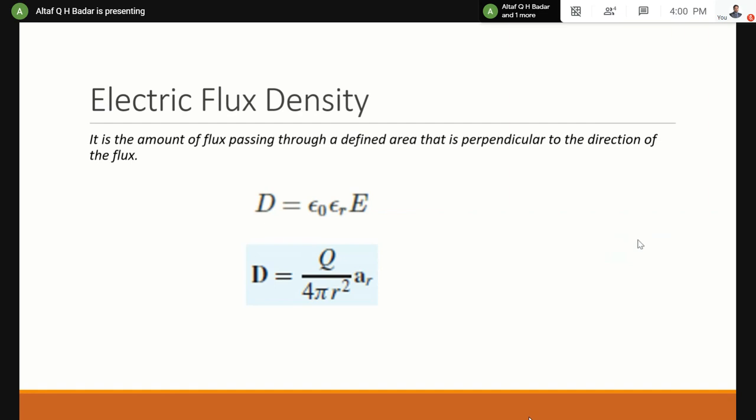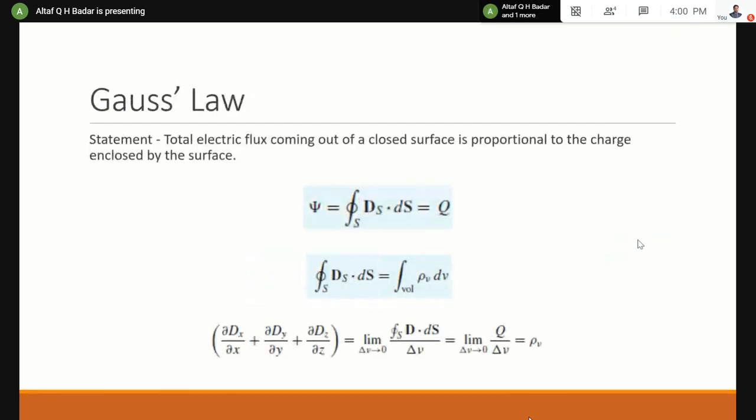Okay, so let's move ahead, and this then forms the basic fundamental for Gauss law. The next topic is that electric flux density has a major application in Gauss law. So you need to go through electric flux density if you want to enter into Gauss law. The statement of Gauss law states that the total electric flux coming out of a closed surface is proportional to the charge enclosed by the surface itself. So you have these formulas. There is a long derivation which accompanies this Gauss law.